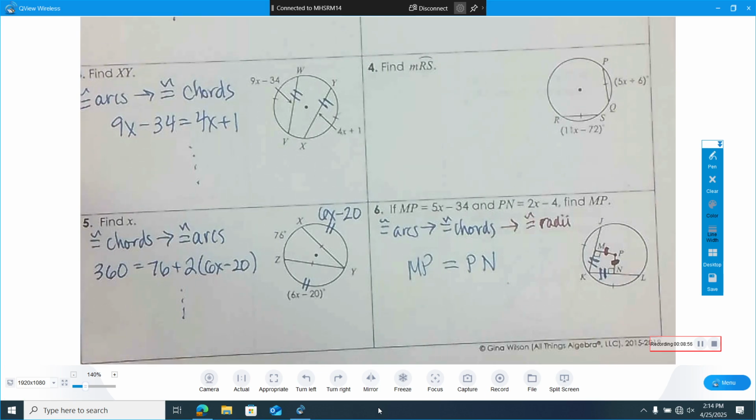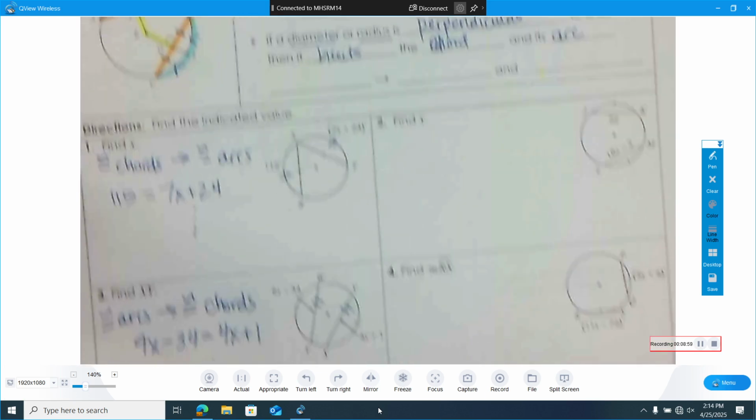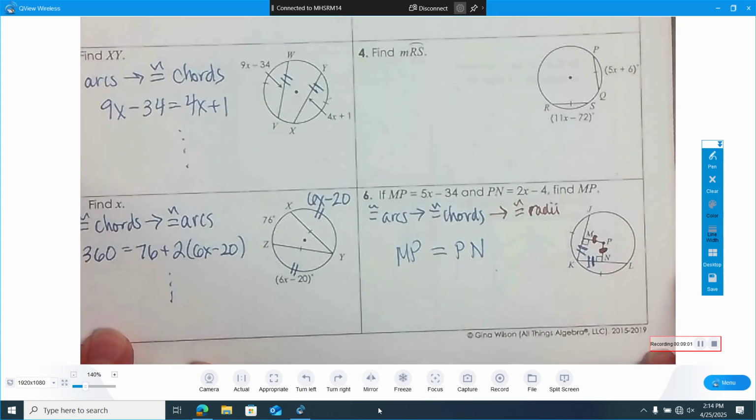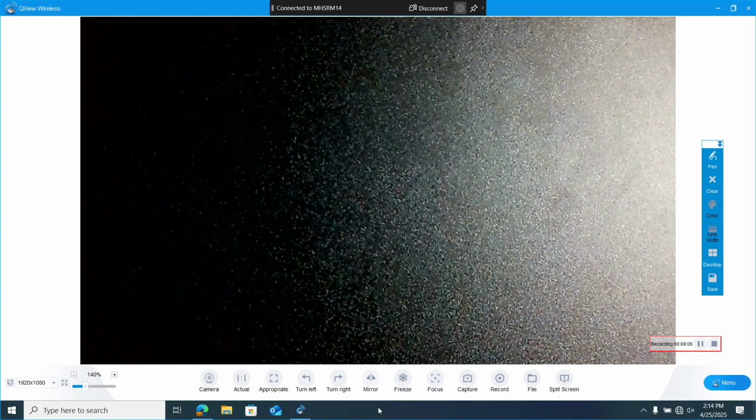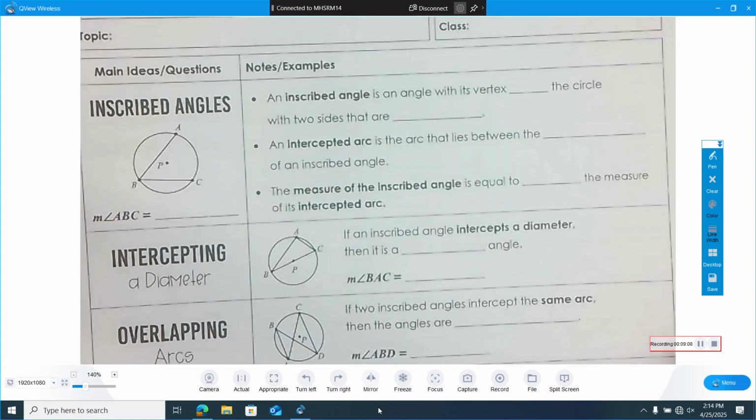All right, questions on this stuff, or is this like silly easy? Silly easy. Okay, and that's what I thought. I was like, I do not want to spend time doing that. So turn the page and let's talk about inscribed angles.